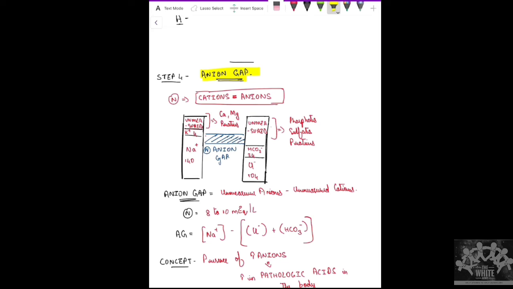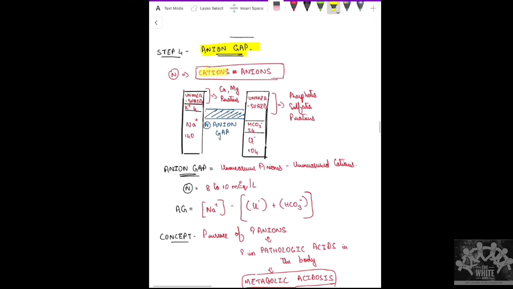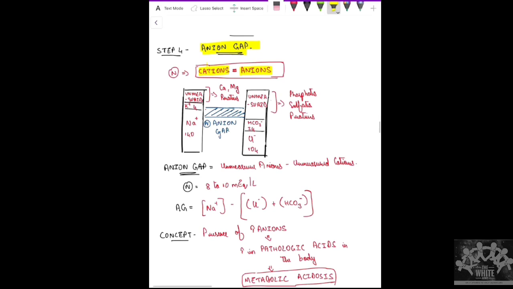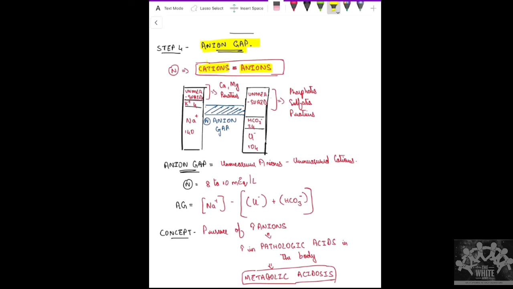Normally what happens is in our body, cations will be equal to anions. The number of cations will be equal to the number of anions. So we can see in this table, this being cations and this being anions. Cations are majorly contributed by Na plus and unmeasured cations along with very little potassium, where these unmeasured cations can be calcium, magnesium, proteins, etc. And anions are majorly contributed by chloride, HCO3 minus, and unmeasured anions like phosphates, sulfates, and proteins.